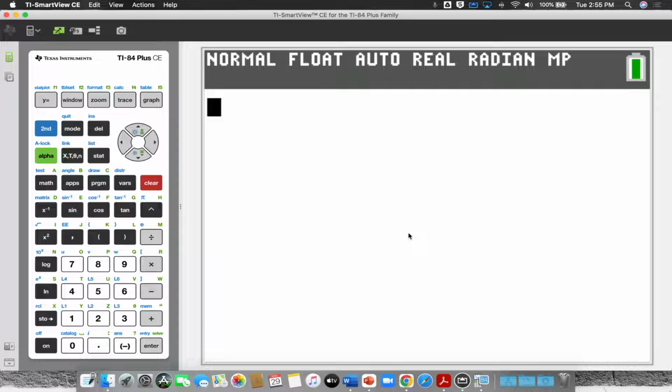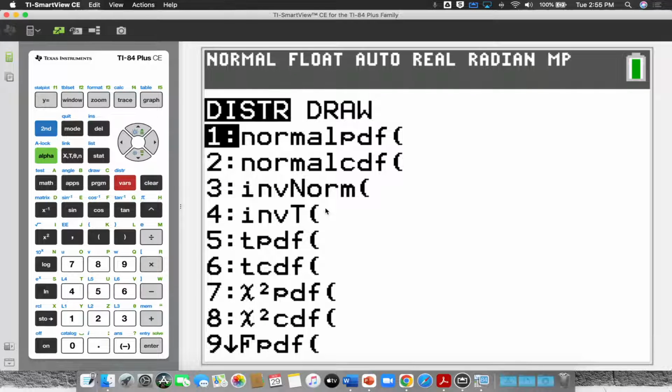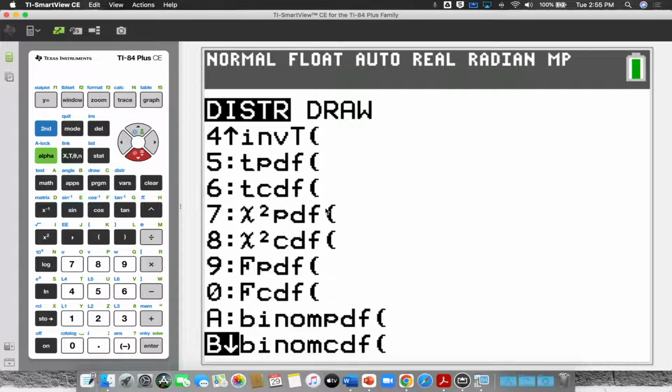Okay, so the first thing I'm going to do is I'm going to go look for binomial distribution. It's distribution, so it's under distribution, right under vars, or on top of vars, I should say. So second vars. Okay, so do that if you haven't already. Okay, now I'm going to go find the one that I want. PDF. I want PDF. Binomial PDF. Be careful. There's a lot of PDFs. Number 1 is a PDF. Number 5 is a PDF. 7 is a PDF. 9 is a PDF. Just be careful because we want the one that says binomial PDF. That's letter A.